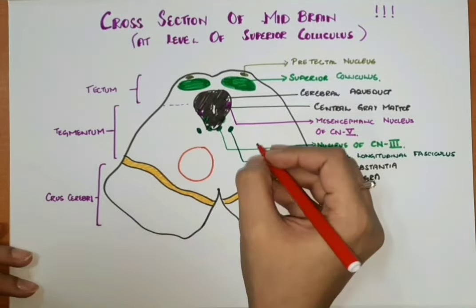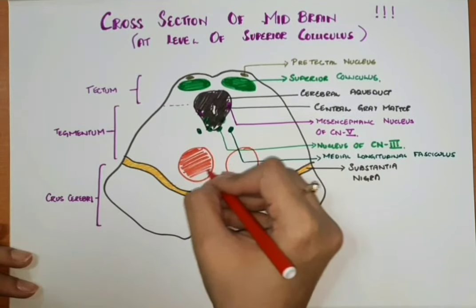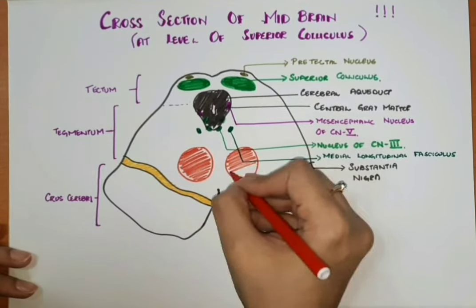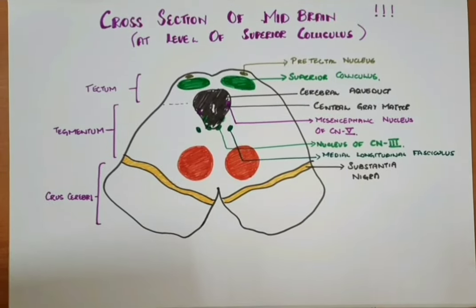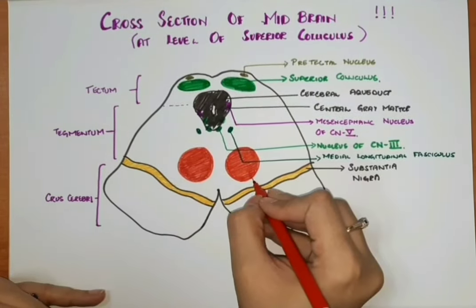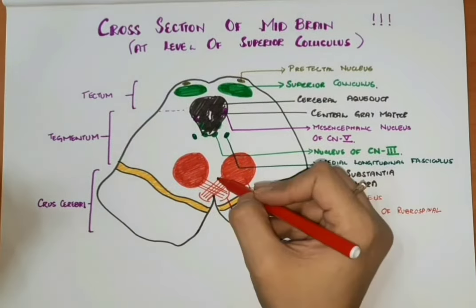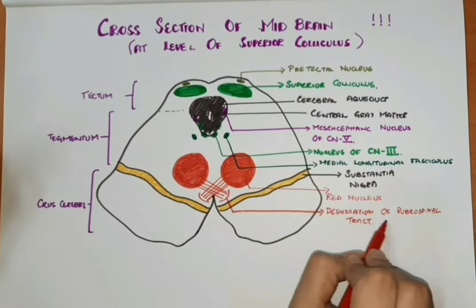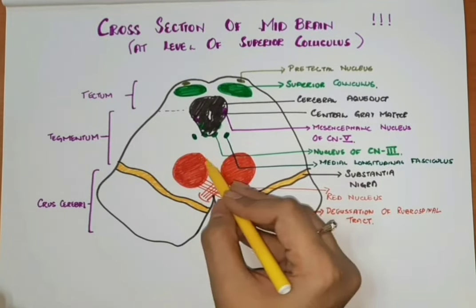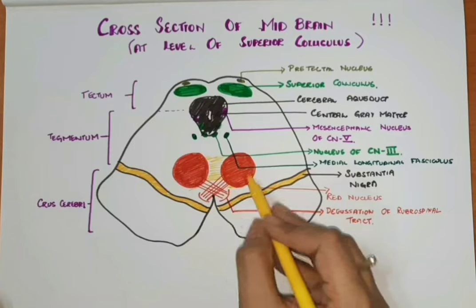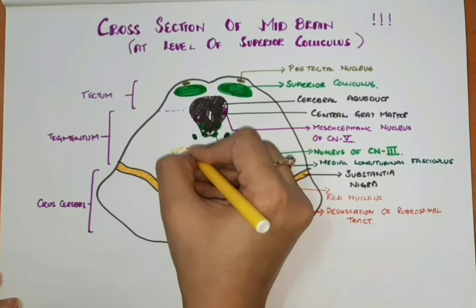Just in the ventral area, there is a location of a very important large nucleus, which is the red nucleus. It owes its name because of its increased vascularity and the iron containing pigment. The fibers of the red nucleus decussate at the same level in front and they give rise to the rubrospinal tract. The reticular formation of the midbrain is present around this red nucleus.